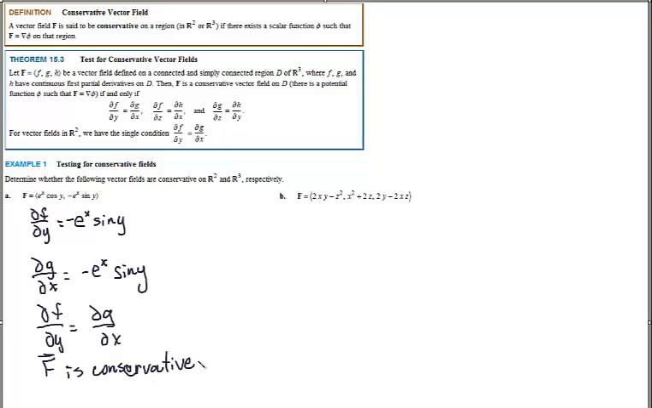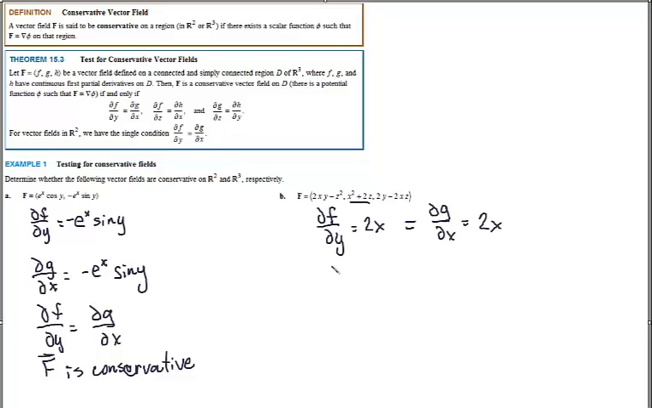I'm going to play the same game with our b, this time in 3 space. So let's look at the partial of f with respect to y. So I'm going to look at this f, and partial of that with respect to y is just going to be 2x. Let's look at the partial of g with respect to x. This is going to be equal to, now here's my g, so that's just going to be 2x. Notice that these are equal.